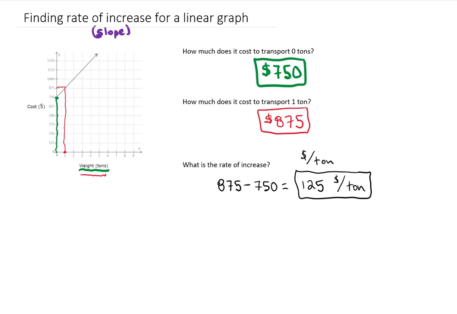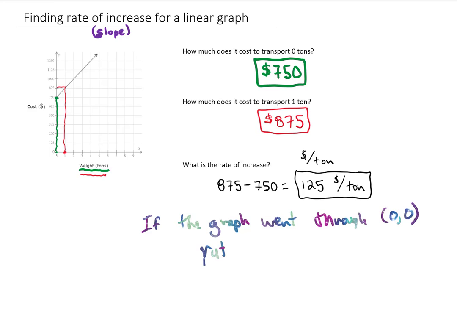But if something special happened, right, if the graph went through 0, 0, right? In other words, if we knew that it went through the origin, then an interesting subfact here is that the rate of increase is the cost of 1 unit. The cost of 1 unit.